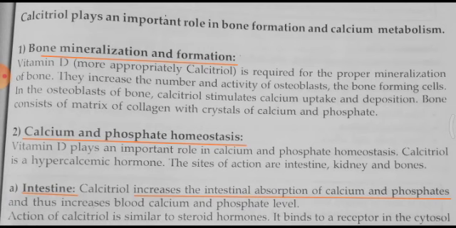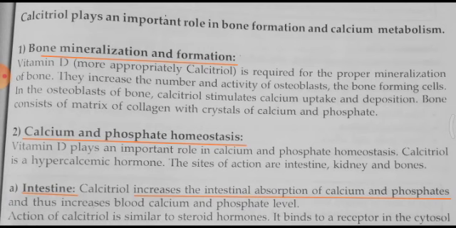So if you have studied bone and its related topics, you can come across these things. The calcium is going to get deposited to the bone by the mineralization process. It involves vitamin D activity. Calcium and phosphate homeostasis: vitamin D plays an important role in calcium and phosphate homeostasis.